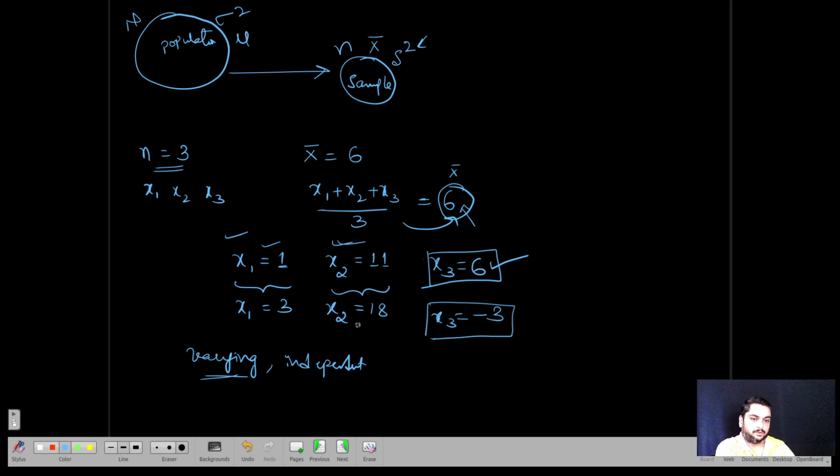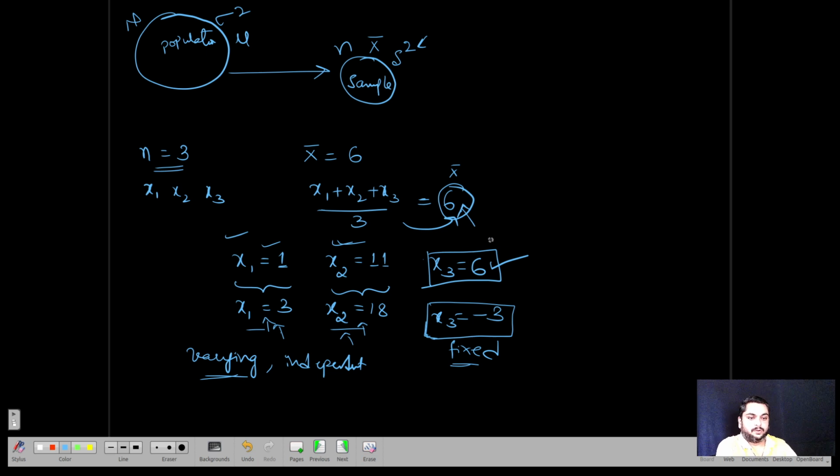I cannot take any value because these two I have already fixed. These two values, x1 and x2, can take any values. But this one I am fixing to take this particular value only. This is the freedom I am giving for x1 and x2. But there is no freedom for x3 because I have to get this mean value. So this is the concept in statistical analysis.